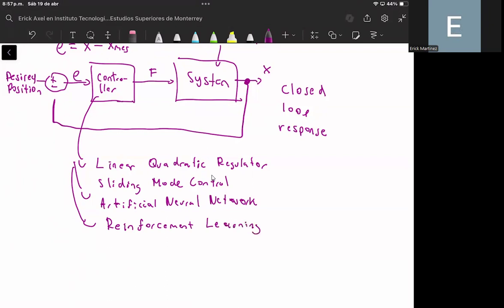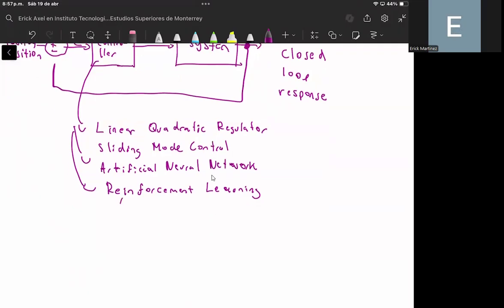Okay, so there are different strategies. In fact, one of the most popular ones to control autonomous vehicles is reinforcement learning. And in the jargon of reinforcement learning, the controller is basically called the agent, and the system is referred to as the environment.